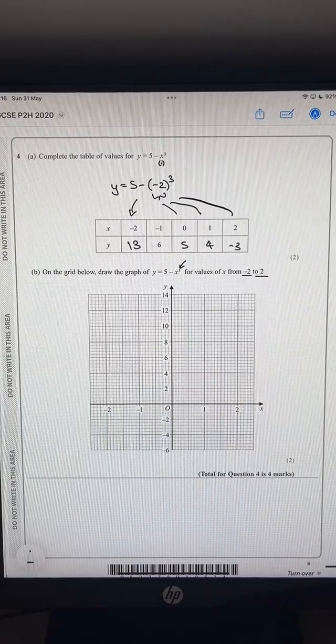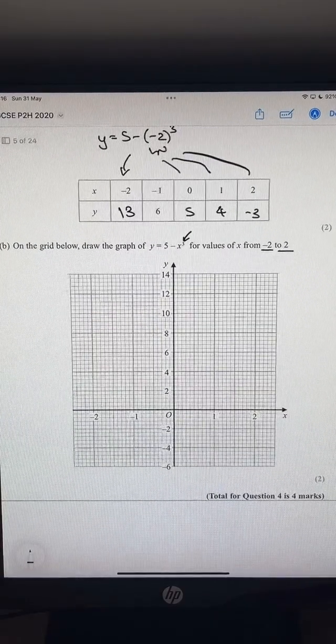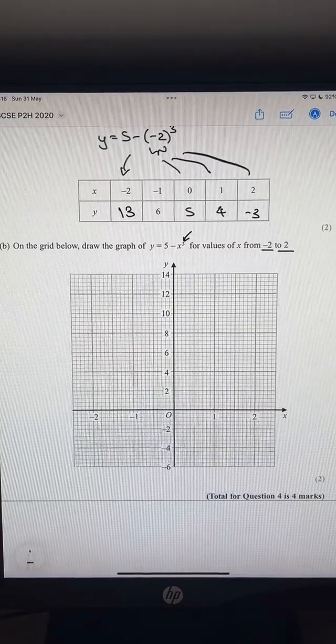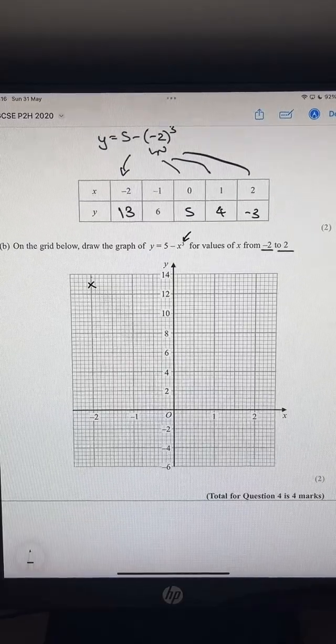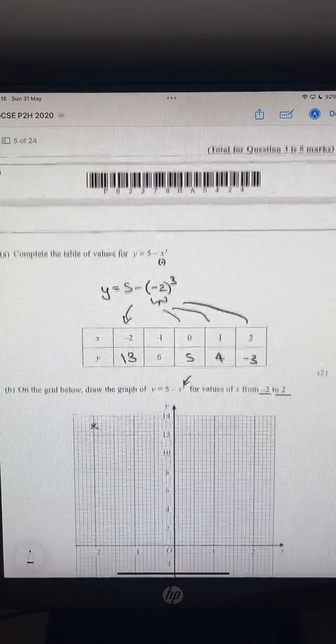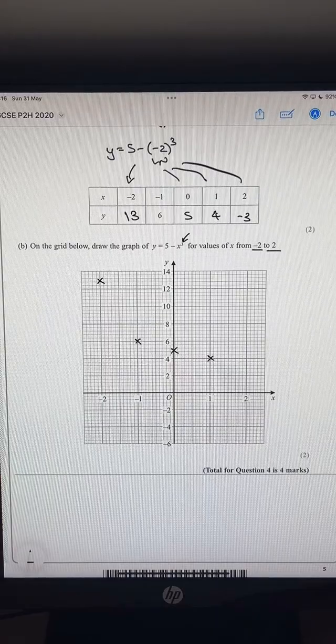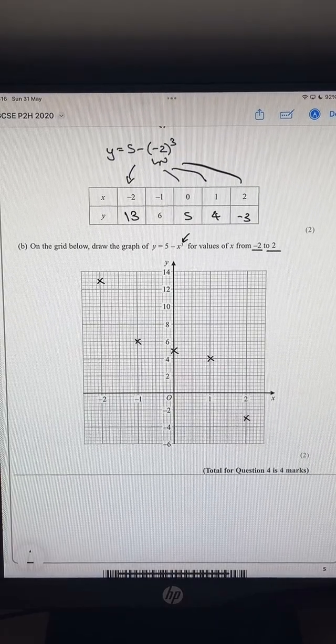Even if you don't, literally just plot the points. You have to plot the points first. Don't just draw the graph out. So negative 2 along and 13 up. That is about there. It's annoying that it's halfway in between. And then you've got negative 1 and 6 up, so negative 1 across and then 6 up is there. 0, 5: 0 and then 5 up is there. 1 and 4. And then 2 and negative 3 is down here. So these are my points.